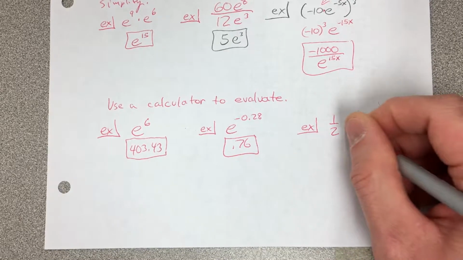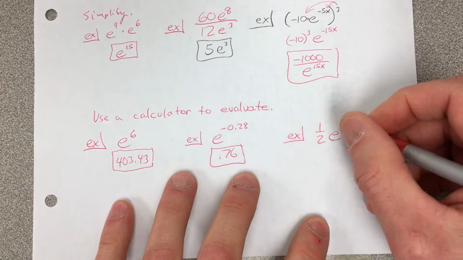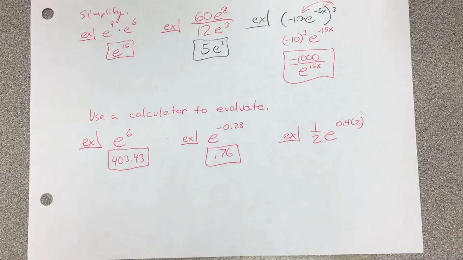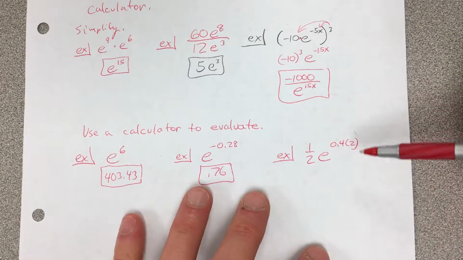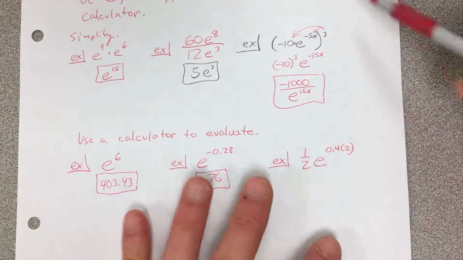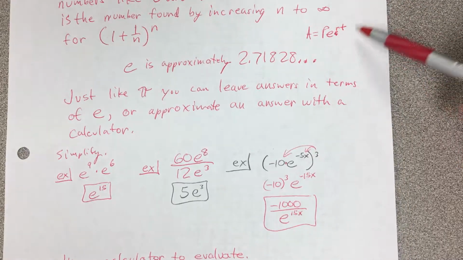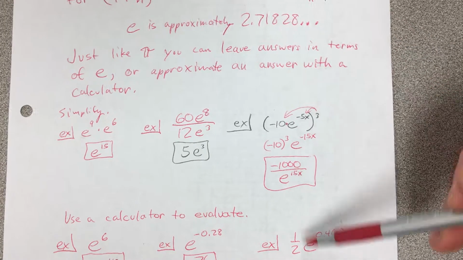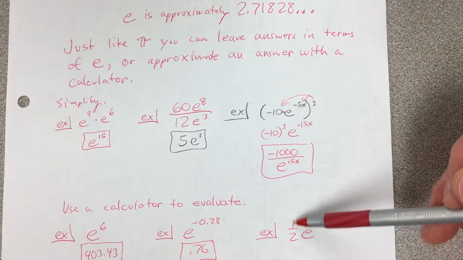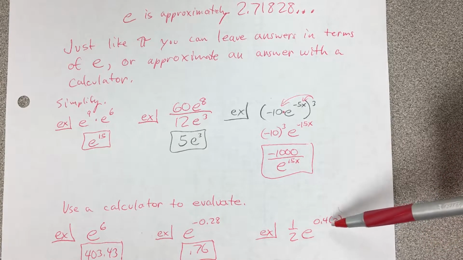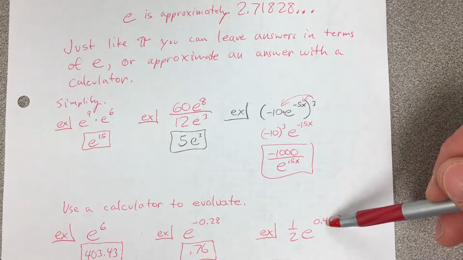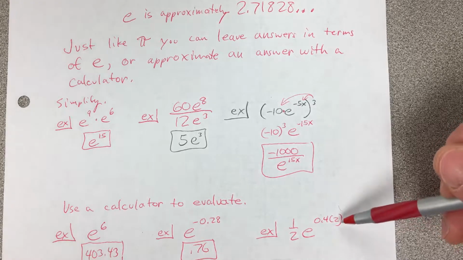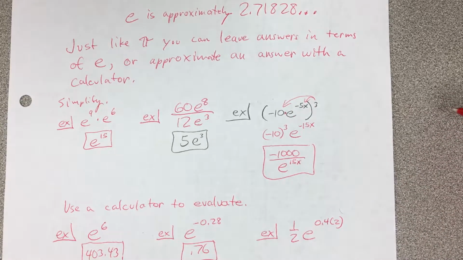And then finally, 1/2 e to the exponent 0.4 times 2. Now you can almost see the resemblance of this with the PERT formula, the continuously compounding interest formula. So for example, this might be like a puppy or kitten that weighs 1/2 pound, but it grows 40% every, we'll say month, and then you want to know how much it weighs after 2 months. This is the setup for it.